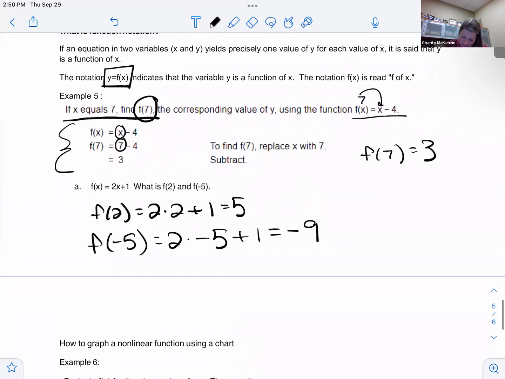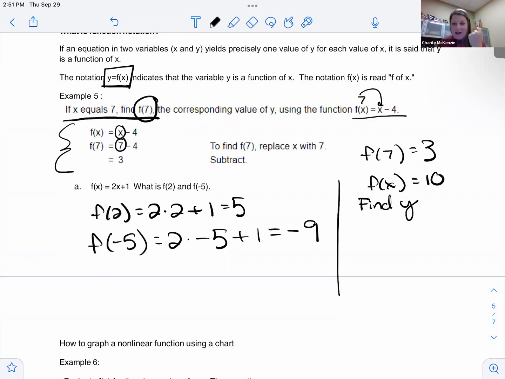Okay, using the same function, what if you say f of x equals 10? What is y? Or find y. So f of x means y. So if I'm asked to find y and I'm given the function equals this, then I'm putting this 10 in for that function like this, like solving backward.